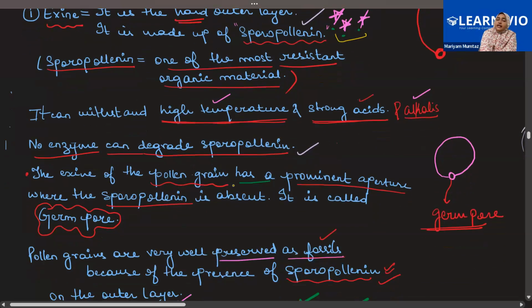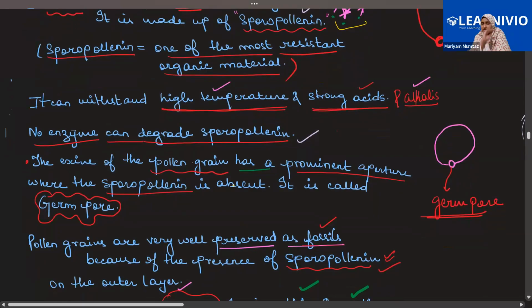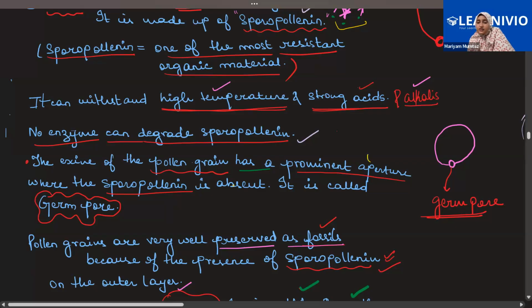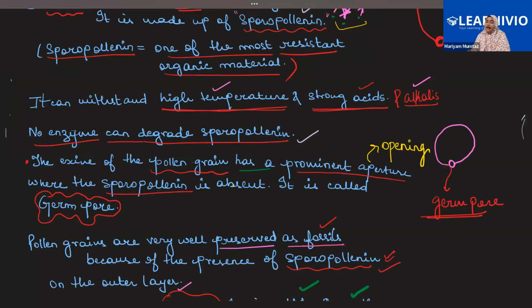Now, talking about the exine portion of the pollen grain, which is the outer layer, it has apertures present, and in those areas the sporopollenin is absent. Aperture means opening, and that opening or aperture is what we call the germ pore. Always remember that the germ pore will be present on the exine and not the intine.